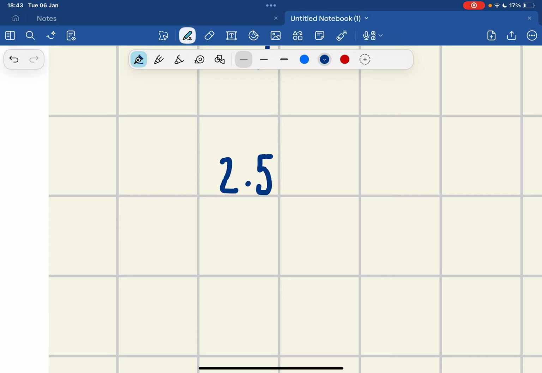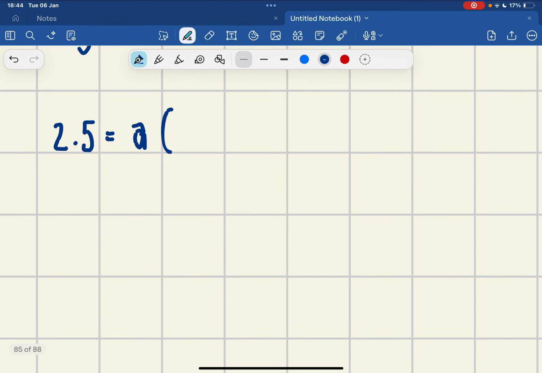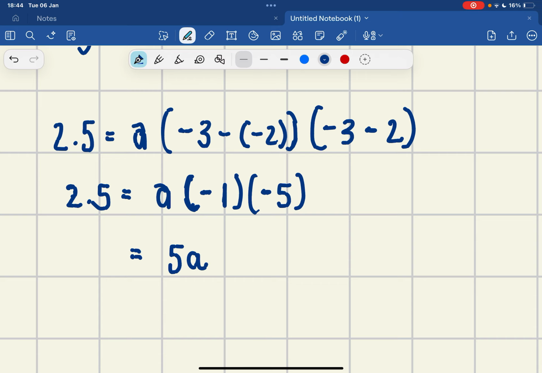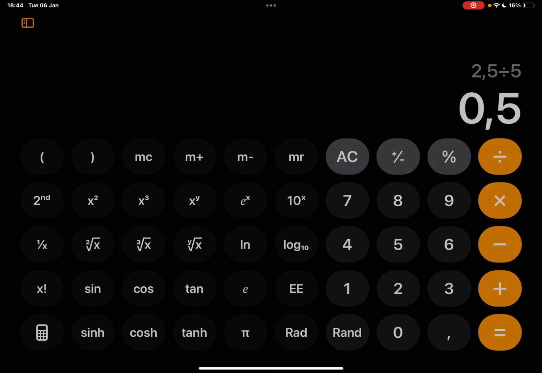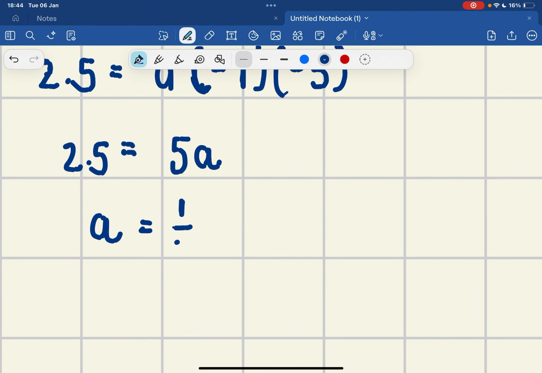You'd have 2.5 is equal to a, and we said that x is -3, so we'd have -3 minus 2. 2.5 is equal to a multiplied by, this would be -1 if we simplify, multiplied by -5, so that would be 5, and then that would give us 5a equals 2.5, therefore a is equal to 2.5 divided by 5, which gives us 0.5, which is a half. A is equal to a half, or 0.5.